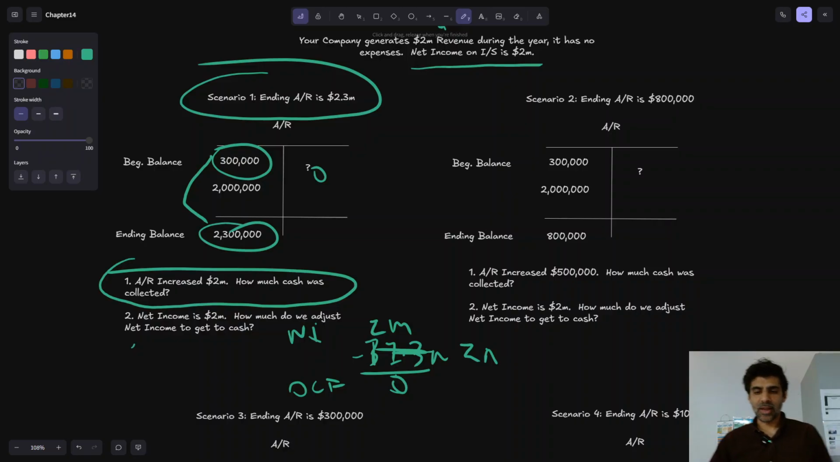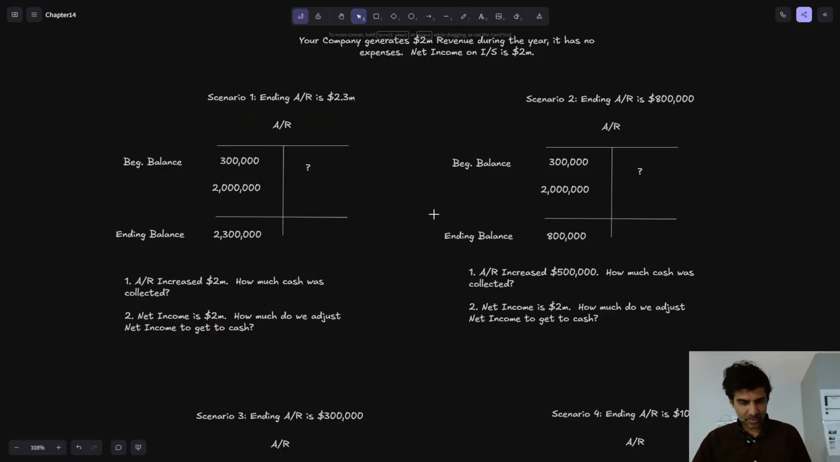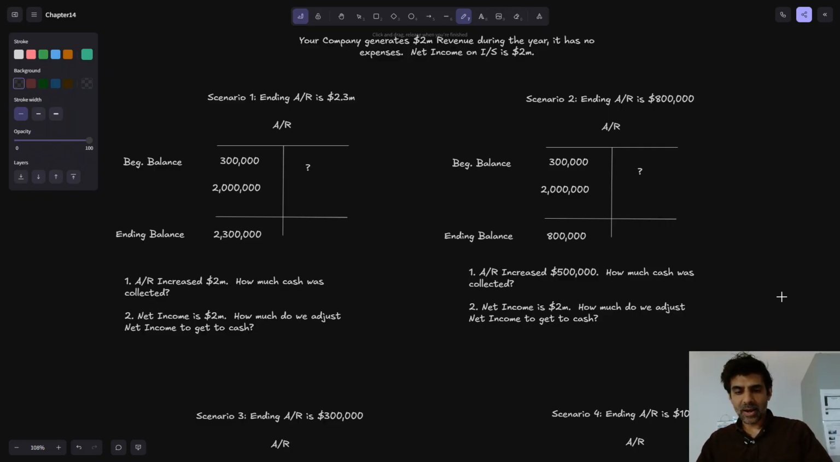Okay, so now let's do another one. Again, same beginning balance. My ending balance is now different, 800,000. How much did I collect? 1,500,000. Does everyone agree with this math? Okay. So my AR increased, but it didn't increase as much as in the first scenario. So how much do I need to adjust net income?